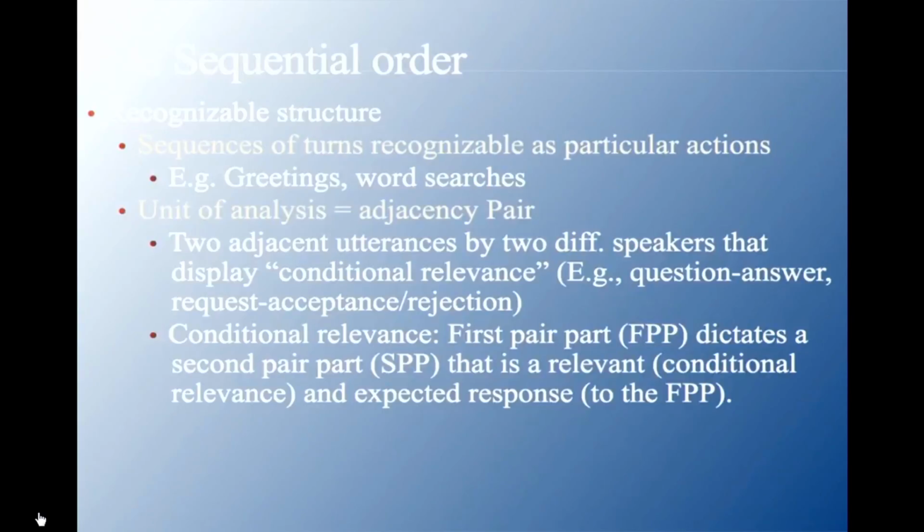In CA, one unit of analysis is the adjacency pair. An adjacency pair consists of 2 utterances, usually occurring one right after the other, where the second pair part, referred to as SPP, is conditionally relevant to the first pair part, or FPP. Basically, the FPP sets a trajectory as to what is a relevant and expected response for the SPP.